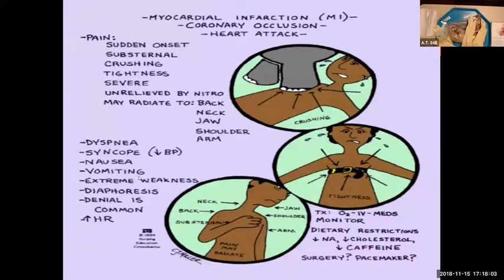And then some of the other common symptoms are dyspnea, which means shortness of breath. Syncope is a fancy word for fainting. And then just feeling sick to your stomach, like nausea and vomiting. They might feel weak. And diaphoresis just means that they're feeling sweaty. And they might have an increased heartbeat. So these are some of the symptoms in a heart attack.